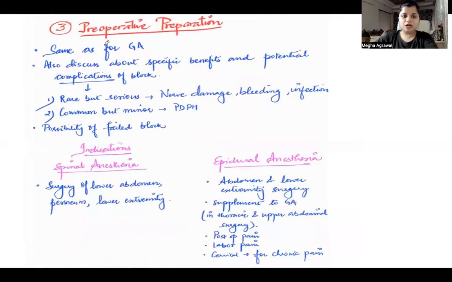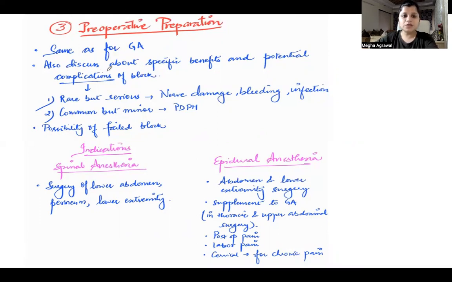Now, after this anatomy, we come to preoperative preparation. So for neuraxial block also, the preparation is the same as general anesthesia, as we have already learned in the previous videos. We'll be routinely checking the anesthesia machine, the ambu, defibrillator, the anesthesia drugs, suction, everything we have to check like for general anesthesia only.